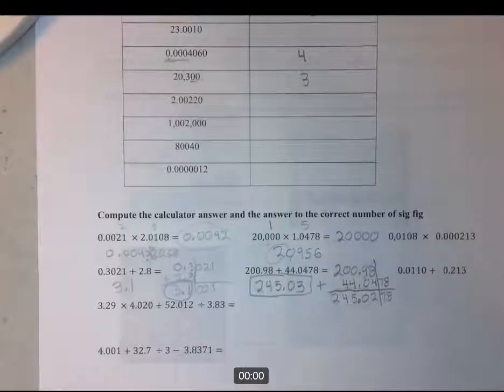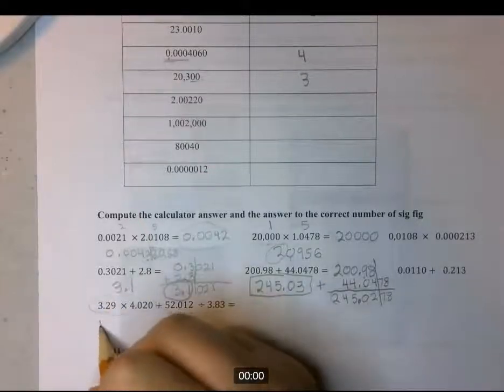All right, next is a combination problem. So you have 3.29 times 4.020 plus 52.012 divided by 3.83. So PEMDAS says you're going to do this and this first simultaneously. You do them at the same time, so it doesn't matter which is first, in other words. Okay, so we're going to do the first one, 3.29 times 4.020, and that's going to give you this.